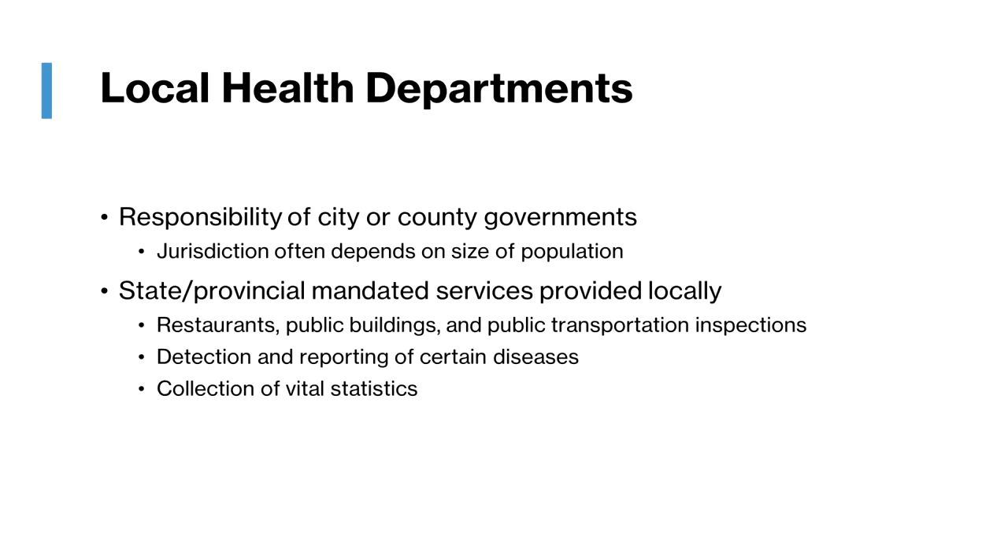Stepping down a level, we have local health departments, which may be placed in a city or a county or a region. And they tend to do things like inspect restaurants and public buildings for cleanliness and safety, detect and report certain diseases at the local level, which are then amalgamated at higher levels up to the federal level, and assist with the collection of vital statistics. They may also develop programs for improving health with local communities.